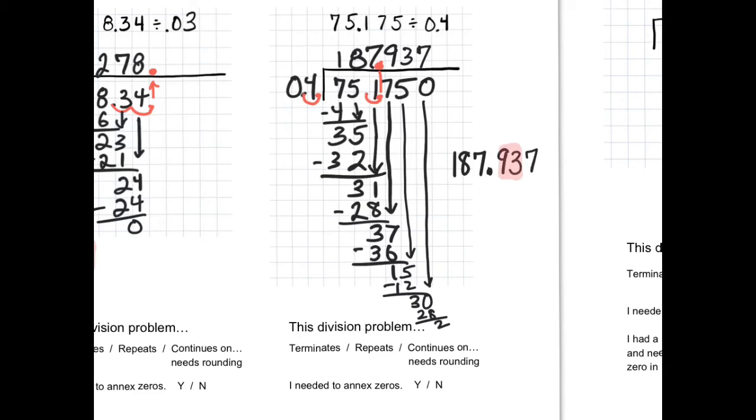I'm going to look to the right and see that the thousandths place has a 7 in it. That's greater than 5. It's 5 or above. So we're going to give our 93 hundredths a shove and add 1 to the hundredths. This will give us a final rounded answer of 187.94.